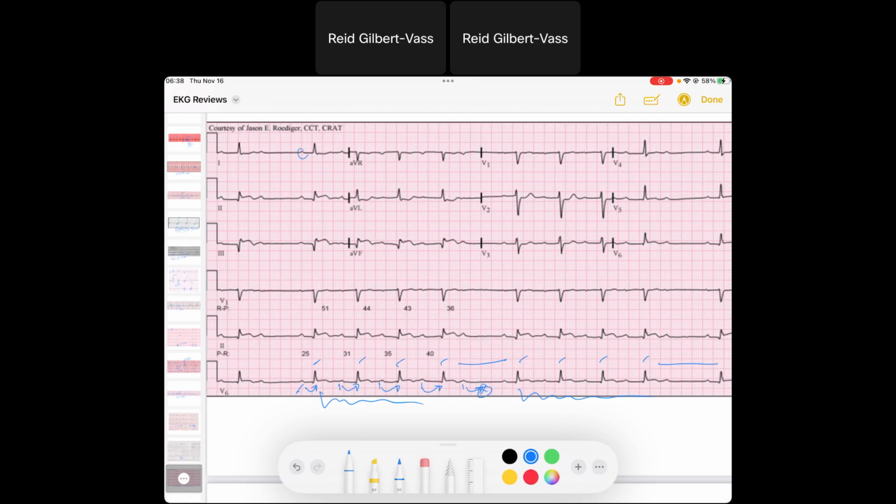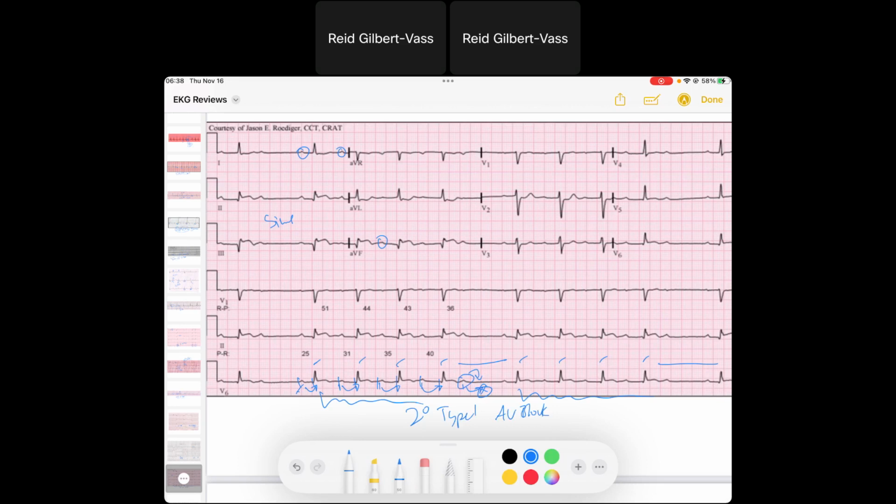So these P waves are up in one, they're up in one, and they're up in AVF. So this is sinus rhythm. And those P waves, if you look, the PR interval is getting longer and longer and longer until it drops. And so this is a second degree type 1 AV block. Okay. So we know that's going on. That's why these are not conducting. It's a second degree because not all the P waves are conducting. It's a type 1 because the PR interval is lengthening over time.